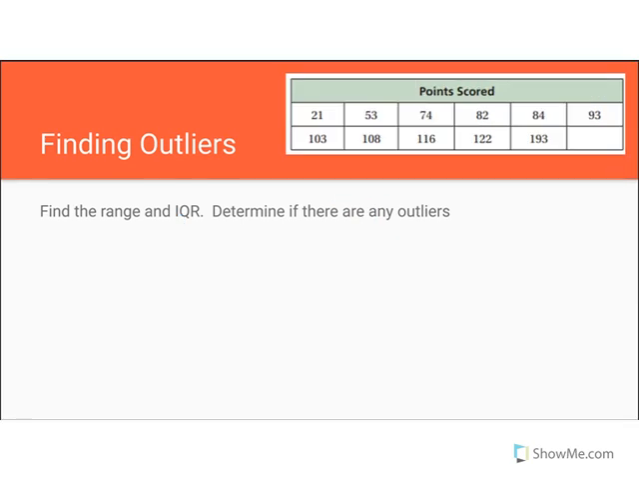Okay, last example here. Why don't you give this one a shot on your own and see if you can find the range and the IQR, and then determine, are there outliers?